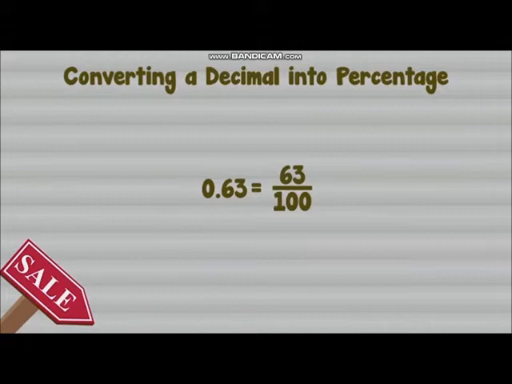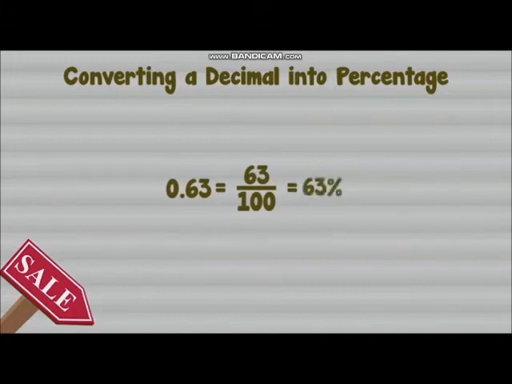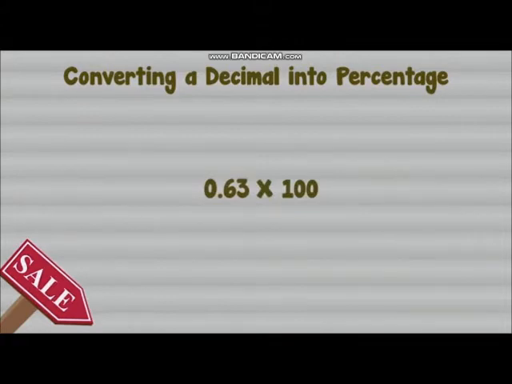So this is 63 by 100 and now we can easily convert it into percentage because we all know 63 out of 100 will be 63 percentage only. So this will be 63%. Or there is another method by multiplying it by 100.